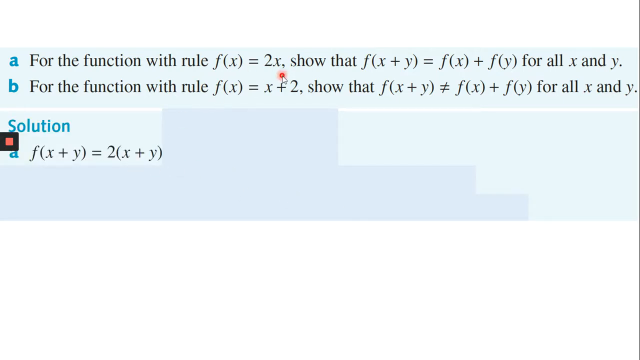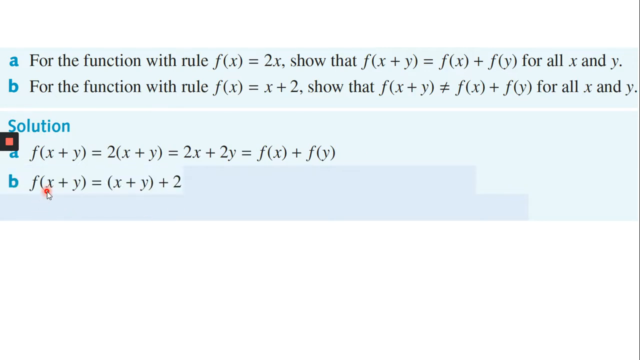So f of x equals 2x. So f of x plus y is 2 times x plus y, so instead of writing x there, we've got x plus y. Multiply that out, 2x plus 2y. So that clearly equals f of x plus f of y, because f of x is 2x, and f of y will be 2y. So we've proven that one. Really easy. But again, would you think to do that?